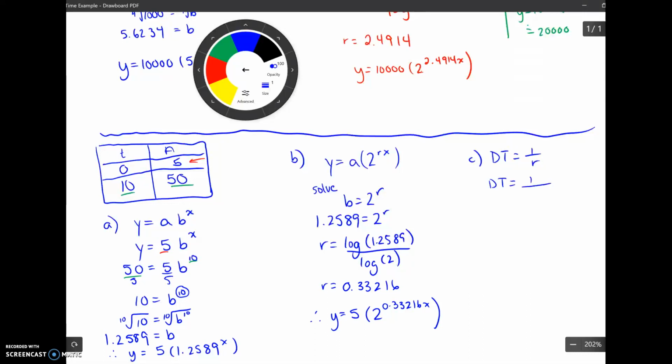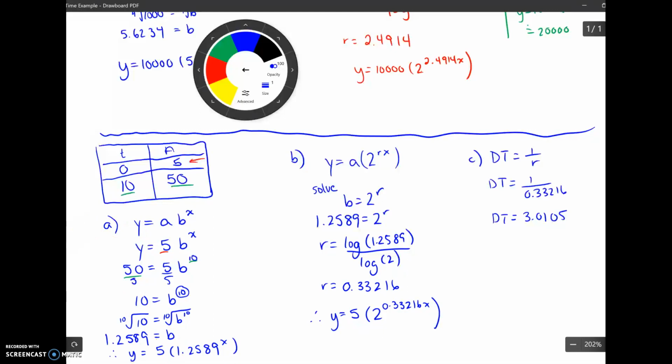To calculate my doubling time, I find the value of 1 over r. So it'd be 1 over 0.33216. So my doubling time in this case would be 3.0105 approximately, so about 3 time units.